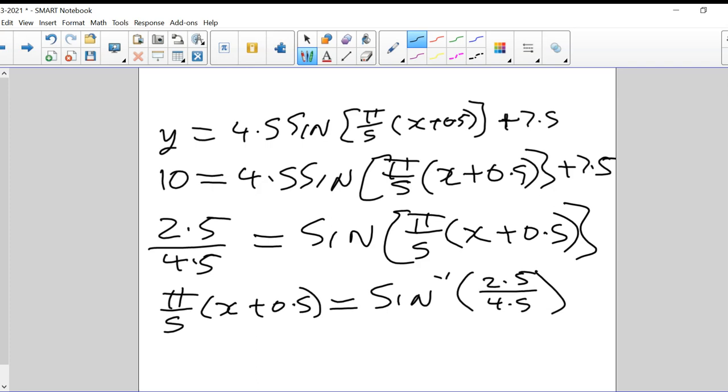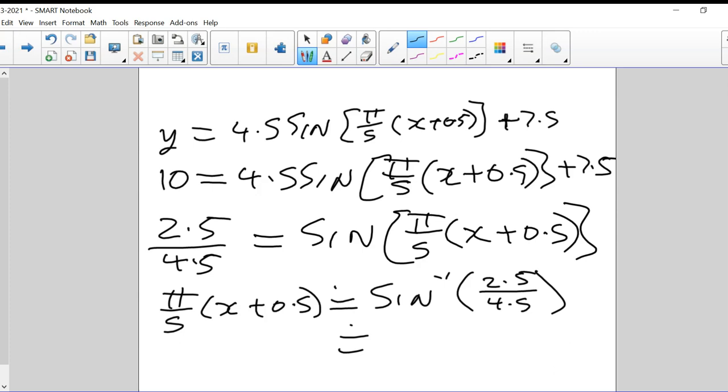Okay? Can somebody tell me what this works out to be, please? Quickly. What's the sine to the minus 1 of 2.5 over 4.5? What does that work out to be? The quicker you could do that for me, the better, so we can move on to the other question we have to do, and then I'll give you some time to get your homework done.